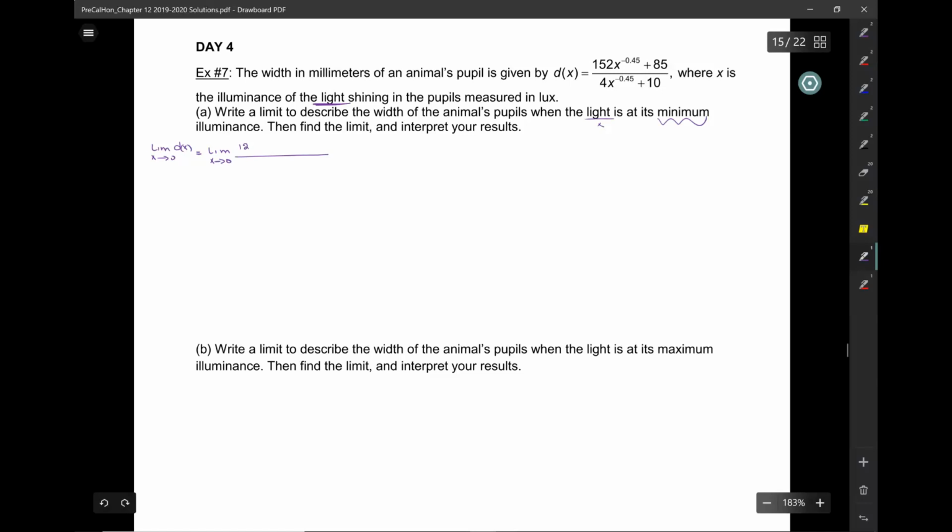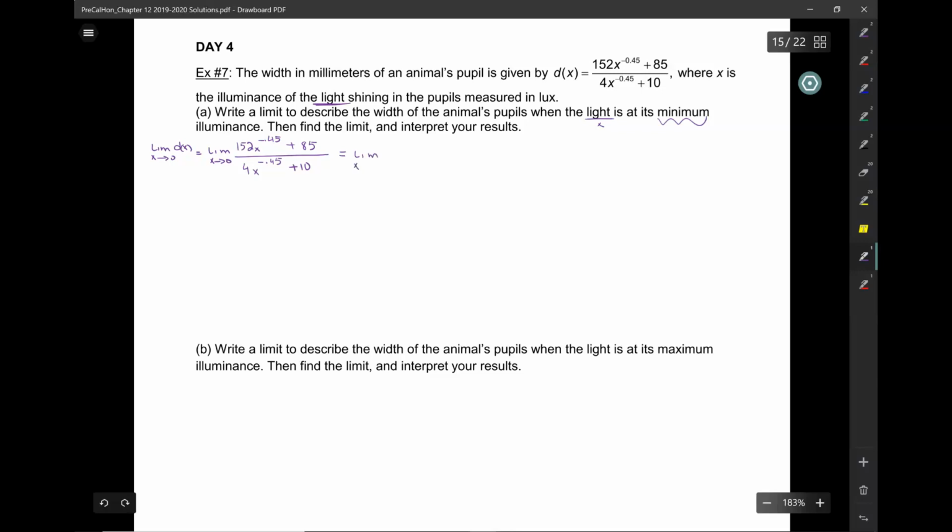152x to the negative 0.45 plus 85.4x to the negative 0.45 plus 10 is equal to, now we're going to have to do some algebra here.